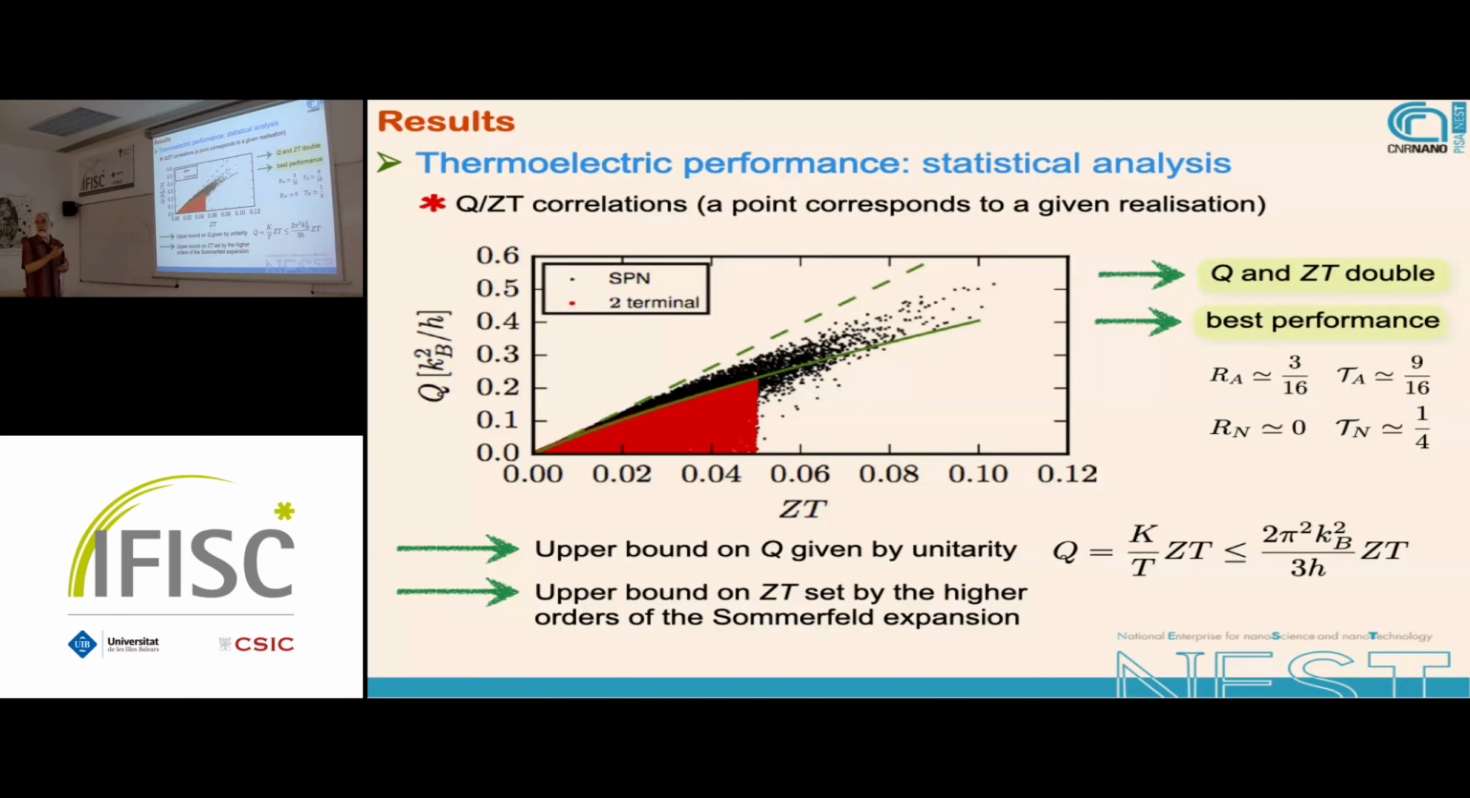This gives you an idea of what we can do for a completely generic system. So this tells you that reaching this independence between the transport coefficients gives you some freedom to get a better performance of a heat engine.